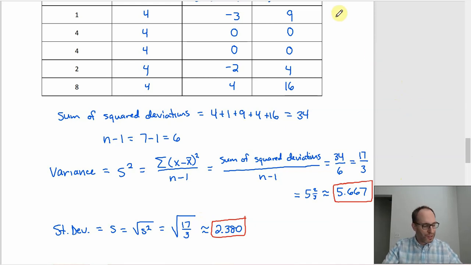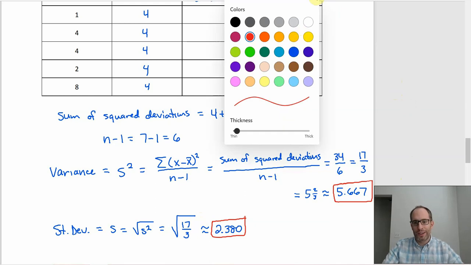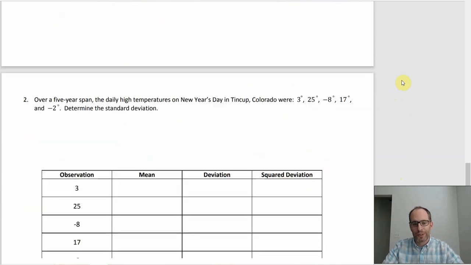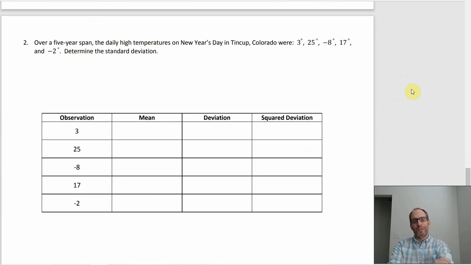All right, the next one, I wanted to have one that had negatives in it. So that's why this example is here. So over a 5-year span, the daily high temperatures on New Year's Day in Tin Cup, Colorado were 3 degrees, 25 degrees, -8, 17, and -2, which, I didn't write it in, but for New Year's Day there, that would have to be Fahrenheit, not Celsius, right? 25 would be way too hot for that area on New Year's Day. So definitely Fahrenheit there.